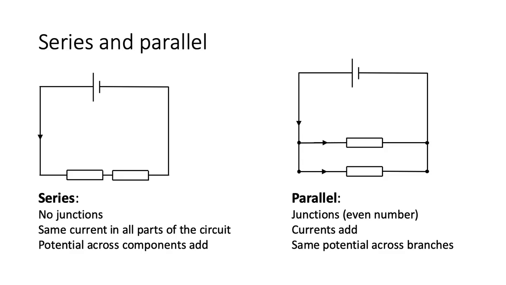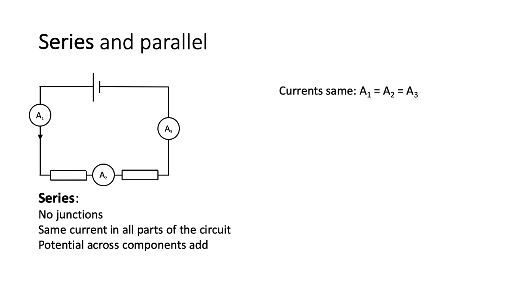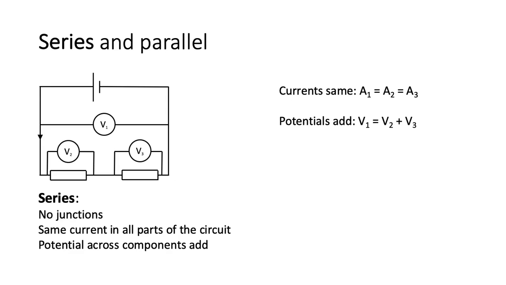Now those statements might be a little bit confusing, so let's break that down a little more. Just looking at a series circuit, since there are no junctions, any current entering any part of the circuit must be the same. I've written A's there for the ammeter, but the current I1 must equal I2, must equal I3. The potential differences, however, add, because the total potential across both resistors must be the same as the potential across the supply. All the energy that is supplied has to be used. So therefore V1 must equal V2 plus V3.